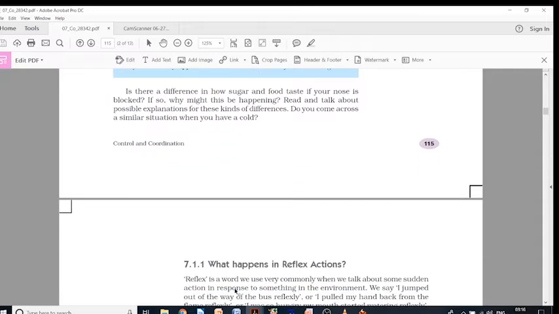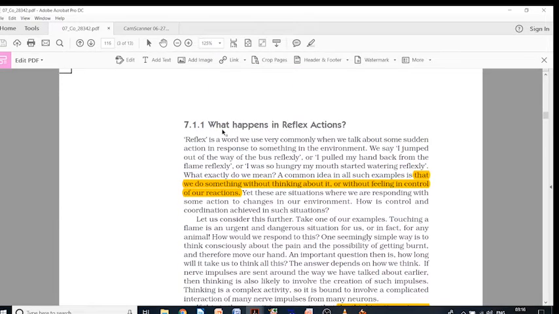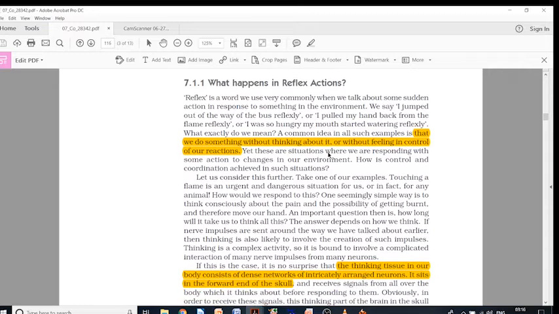Next, let us continue. The next topic is reflex actions. It's very interesting. Just for example, whenever a mosquito bites you, what do you do? Do you think, what should I do? Or if someone attacks you, say some tiger or some thief attacks you, what will you do? Just think. Will you keep thinking?